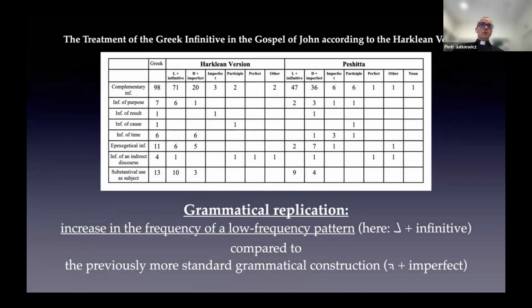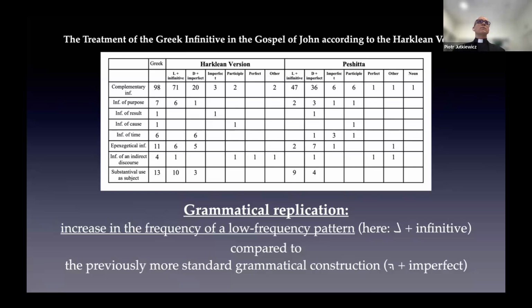Time for conclusion. The 2 main ways of translating the Greek infinitive in Syriac are D plus imperfect and L plus infinitive constructions. They were already in use in the older texts, but the overall trend to mirror the Greek infinitive in Syriac is clearly evident in later, more literal translations.